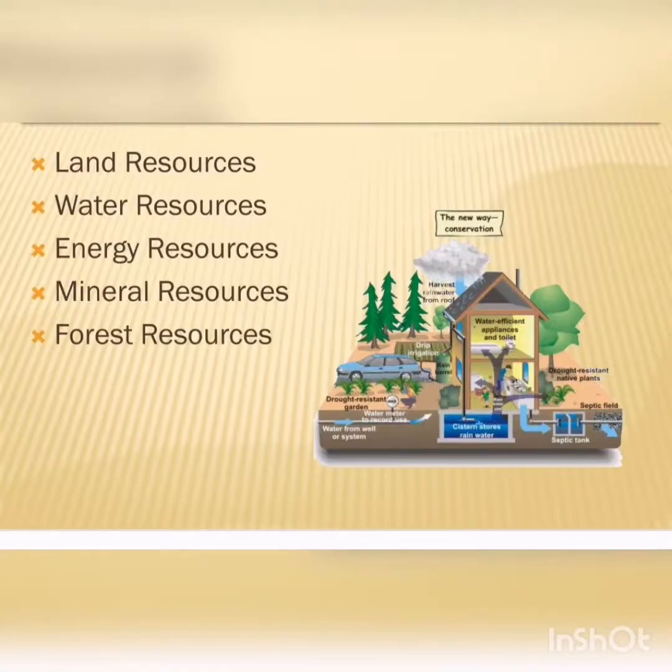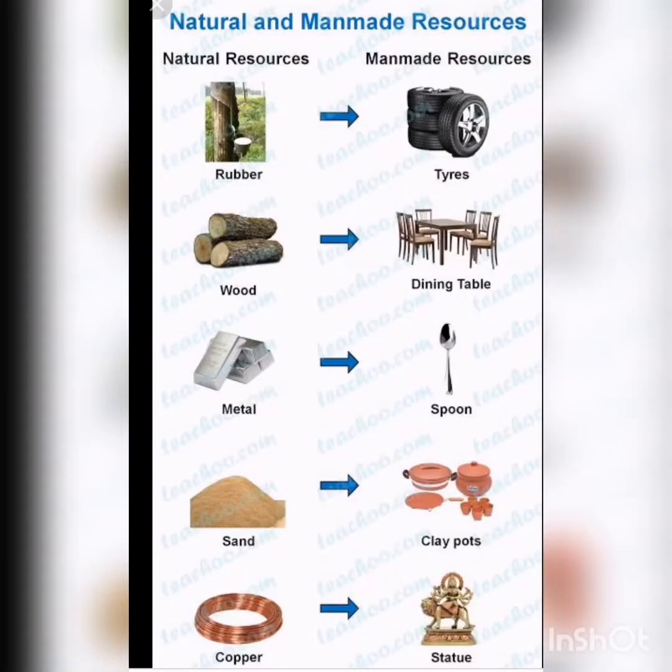Natural resources are categorized into land resources, water, energy, mineral, and forest resources. These are called natural resources. Students, compare natural and man-made resources. It is the best example of how humans use natural resources: natural rubber, tire, natural wood, dining table, metal, a spoon, sand, clay pots, copper, a statue, etc.